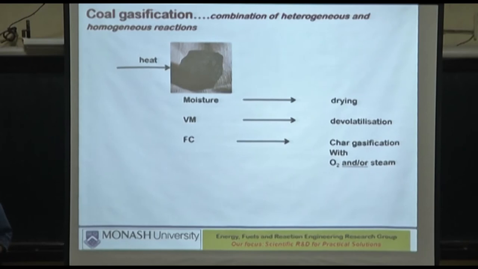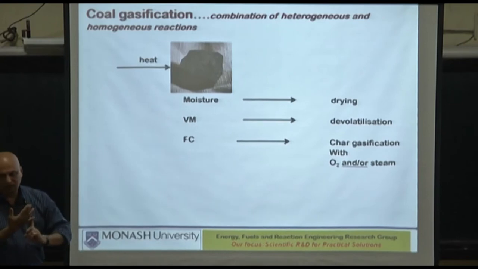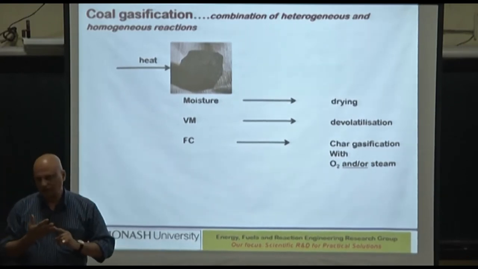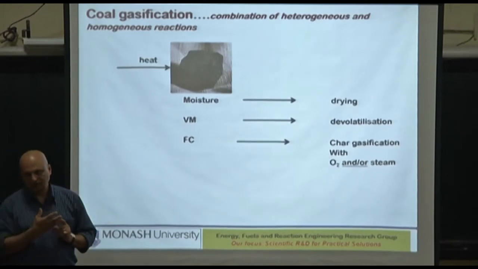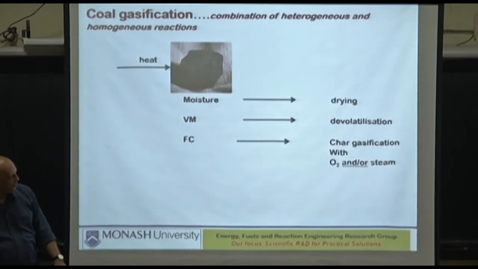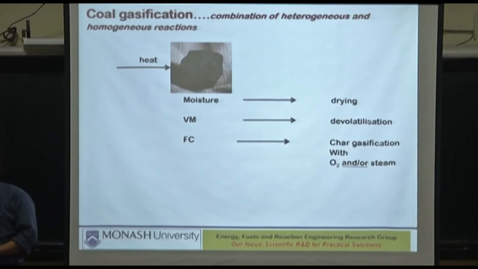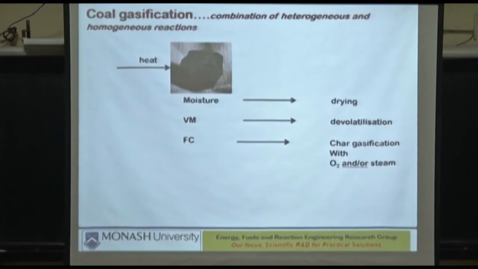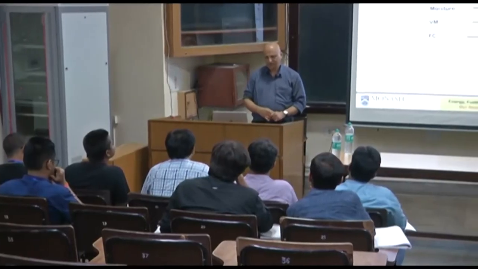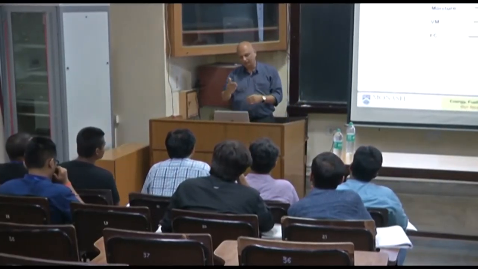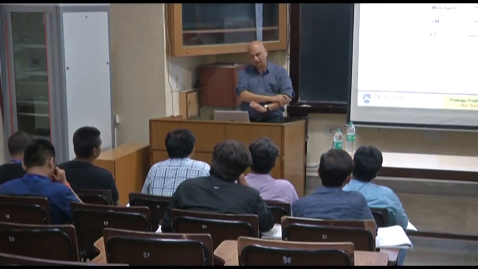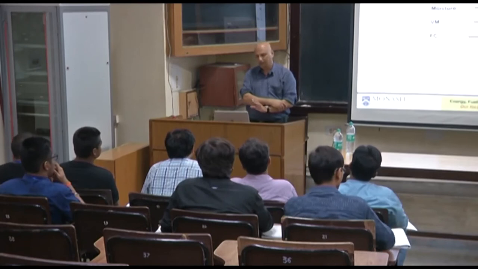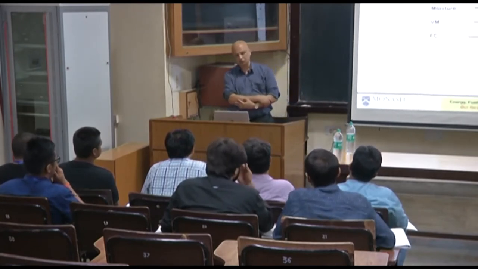And devolatilization, as I said yesterday, results in carbon monoxide, carbon dioxide, hydrogen, hydrocarbons, everything. So that gets added to the products of char gasification from the fixed carbon. So the problem that you are alluding to, transportability of the char, etc., becomes less of an issue.